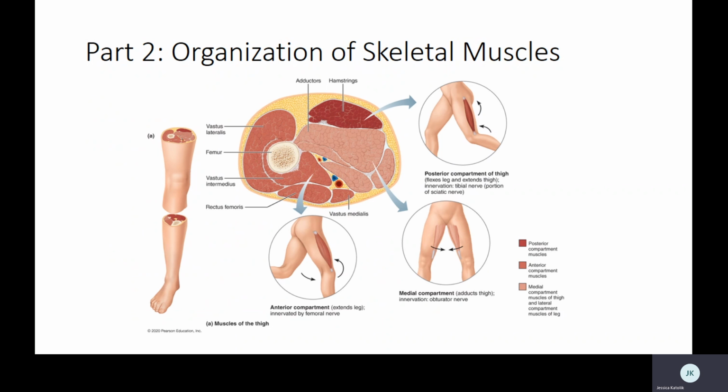Yes. Obturator is actually the big hole that is in the pelvis, in the coxal bone. And so the obturator nerve will actually thread its way through the obturator foramen.